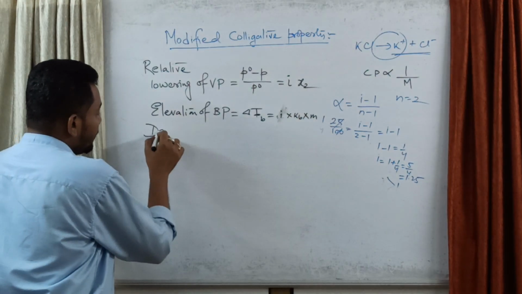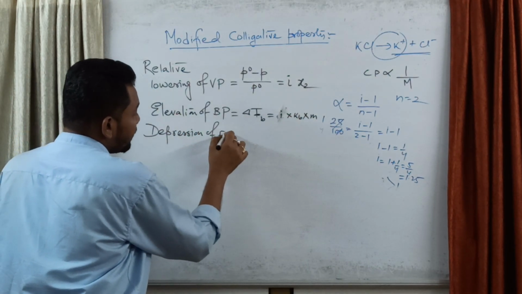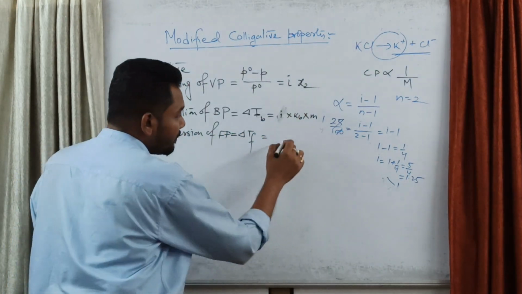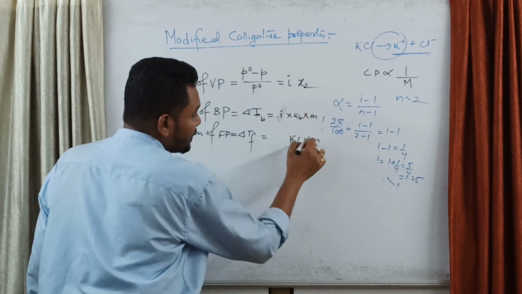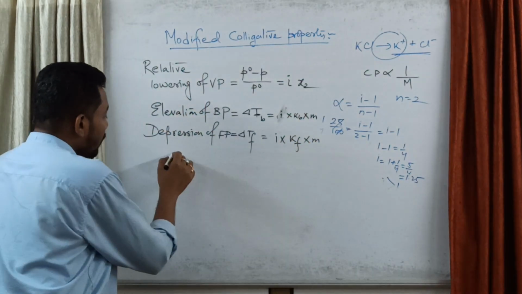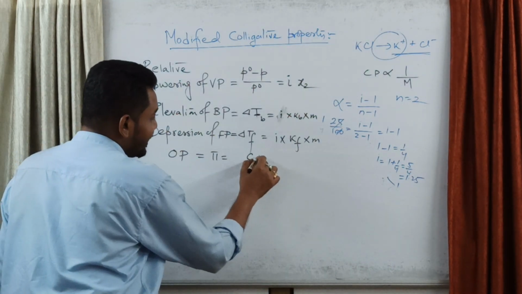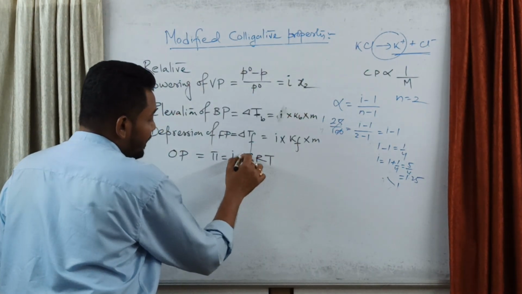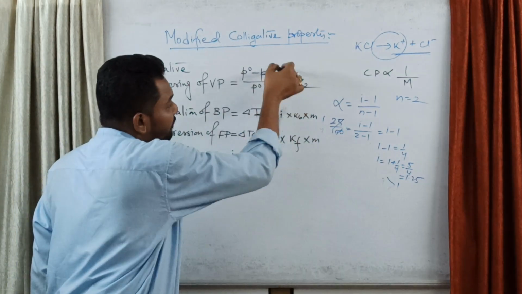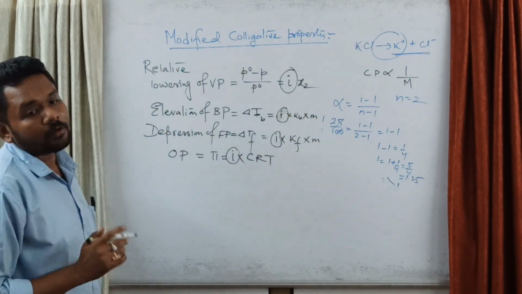Then কি ছিল? Depression of freezing point. Depression of freezing point means delta Tf. That is কি ছিল? Kf into m. But here we are using the term i into Kf into m. i into Kf into m. Osmotic pressure কি ছিল? OP. That is pi equals to CRT. But here we are using the term iCRT. So by the simply inclusion of the Van't Hoff factor, you can see we are going to modifying the colligative properties.